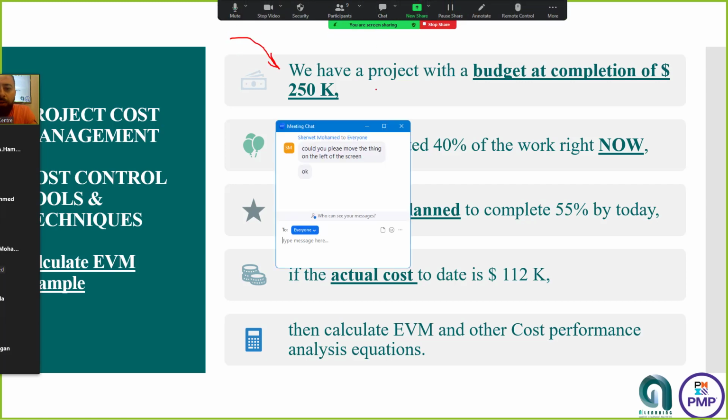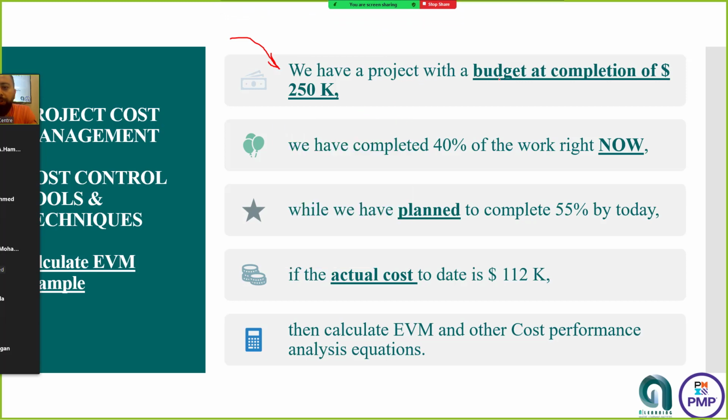The example: we have a project with a budget at completion of 250K, which means this is what? The planned value for the completion of the project? When will you know this number, the planned value? Before kicking off the project, right? When you were preparing the cost baseline. Based on the approved cost baseline, you will have this number. We are fine? So they either tell you that this is the cost at completion or the budget at completion, or it is the planned value at completion, okay?